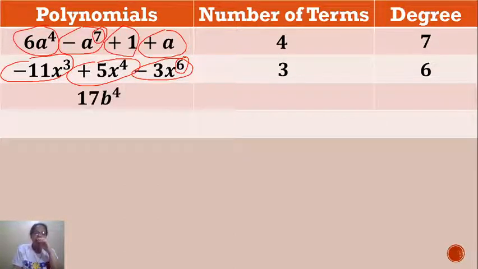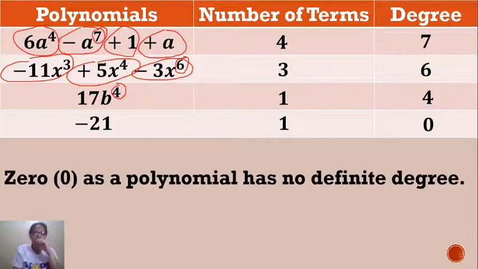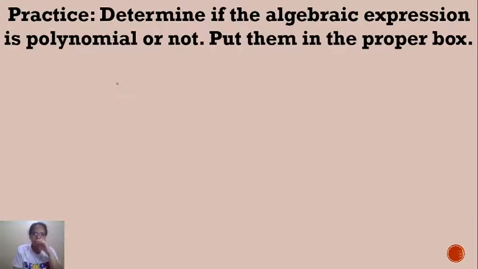How about 17b to the fourth? There's a single term, one term only, and the degree is 4. So that's the exponent of our variable. And negative 21, there's only one term with a degree of 0 because it's a constant. 0 as a polynomial has no definite degree.